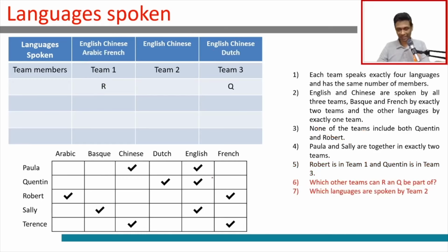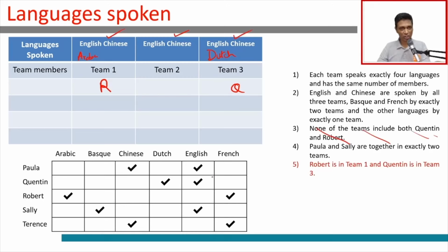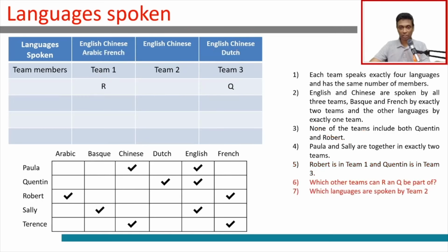We've also figured out the languages. English, Chinese. Robert speaks Arabic and French. Arabic and French will sit here. English, Chinese, and Dutch will sit here. Brilliant. Now, Arabic sits here, Dutch sits here. That means Arabic and Dutch have been accounted for. Each of them appears in only one team. So think about team 2. Which 4 languages should be spoken here? Arabic and Dutch cannot be spoken here. So there'll be English, Chinese, French, and Basque.